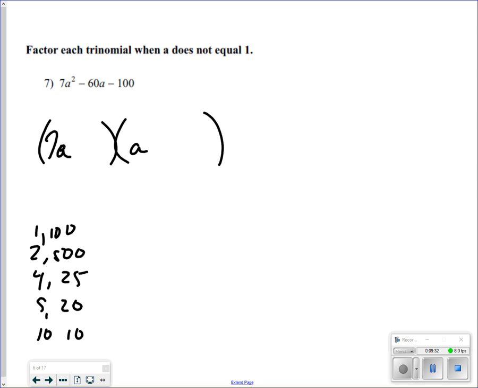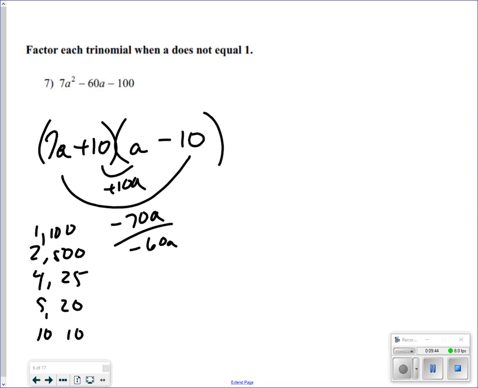So what if I tried a negative 10 times a positive 10? That will work. Positive 10a, negative 70a adds up to the middle.